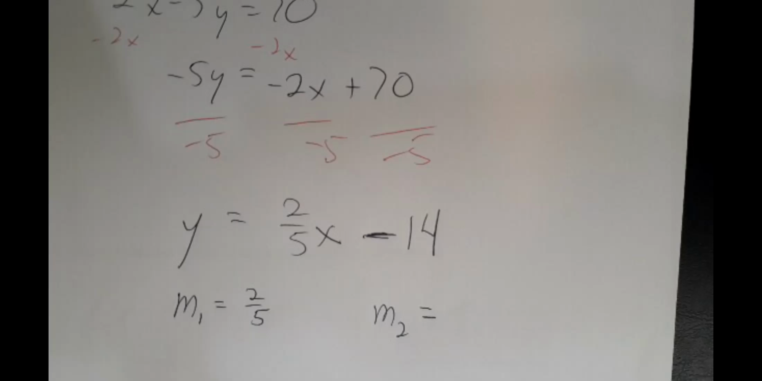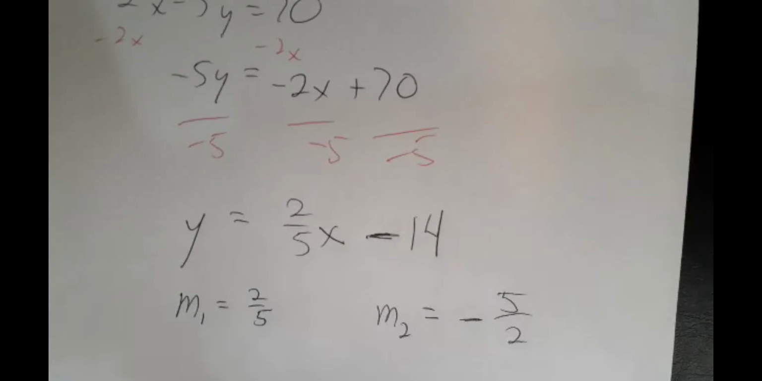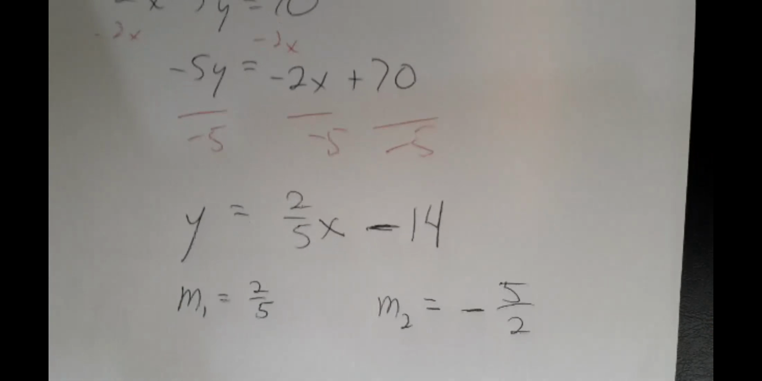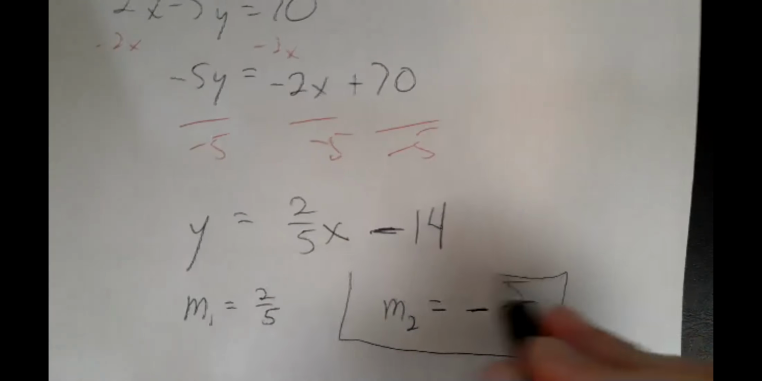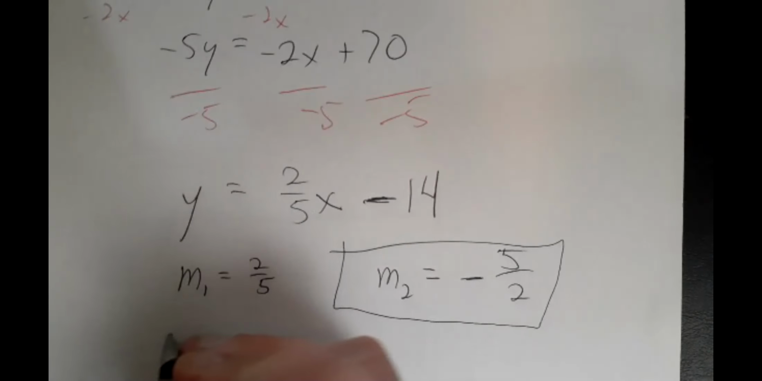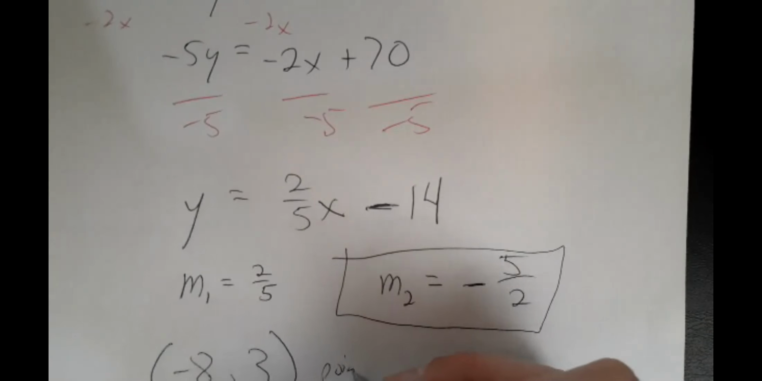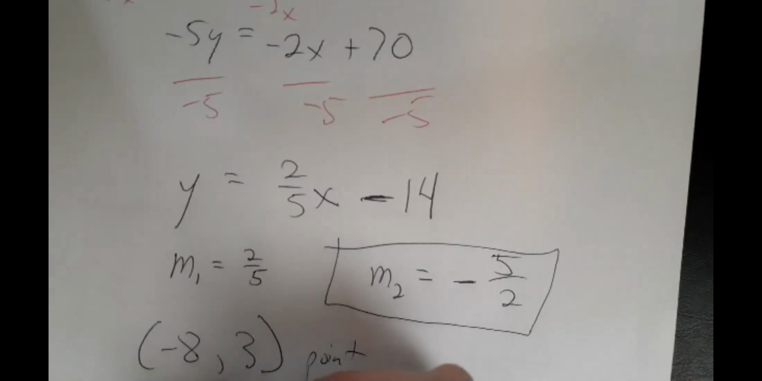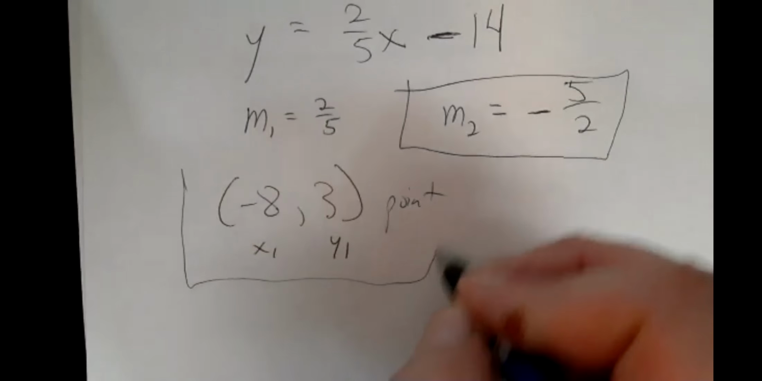To make it a perpendicular slope, reminder, there are two things you have to do. You have to flip it and reverse it, make it negative. So flip it and make it negative. This is the slope we're using. The point we're going to use is (-8, 3). So this is like our x1, y1. We're plugging things into point-slope now. This is my point, this is my slope.